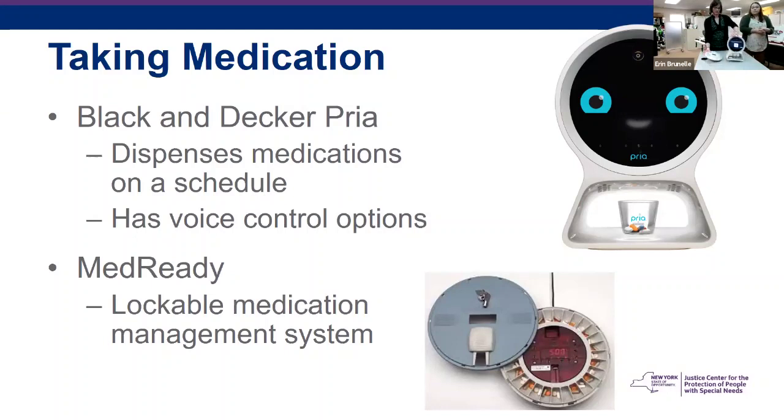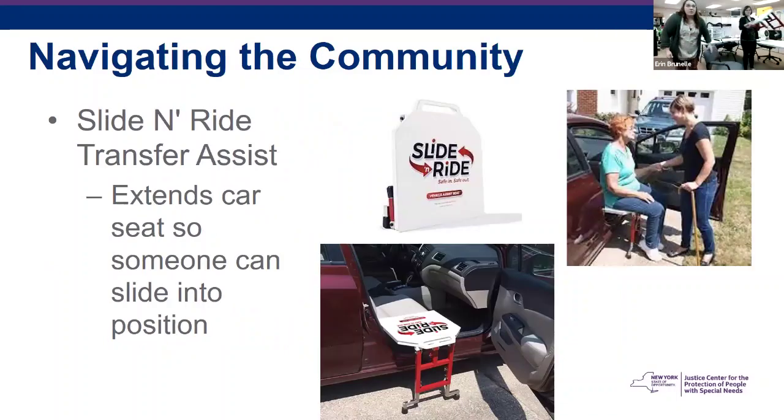For our next demonstration, we're going to replicate essentially a seat in a vehicle with our handy chair right here. This is called the slide and ride. It is a transfer assist that extends the car seat. So someone can sit down at the end of it and then slide over and hang their legs in.